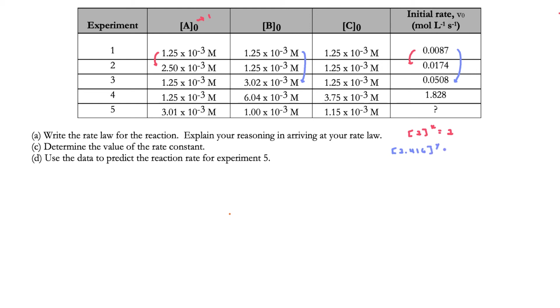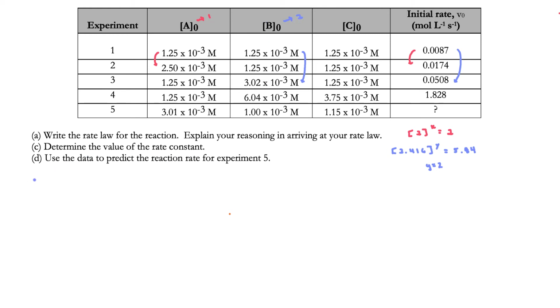I'm going to raise that concentration change by the order of the reaction, which I don't know, so I'm going to make it Y. And then I want to know how my rate changes. So I'm going to take 0.0508 and divide it by 0.0087. And what I end up getting, again, is not a perfectly nice, pretty number, but that's okay, 5.84. So what I need to do is say, okay, 2.416 raised to the what equals 5.84. When you plug that into your calculator, you will find that the order for this reaction is 2. So I have now determined the order for A and for B. It's first order for A and second order for B.